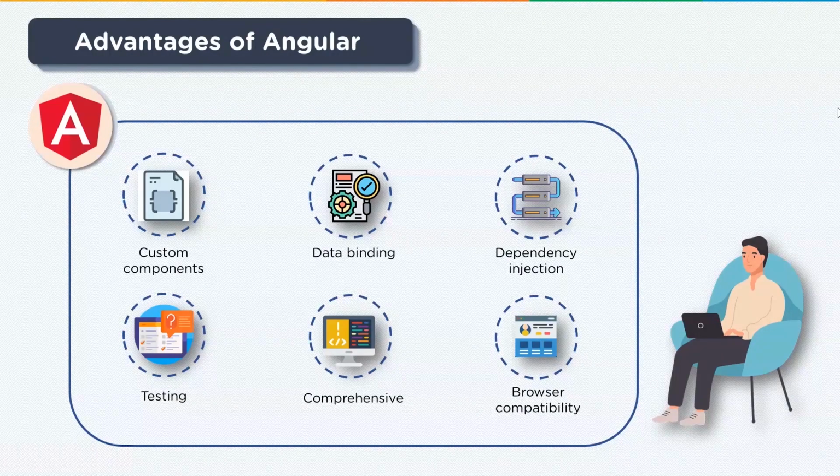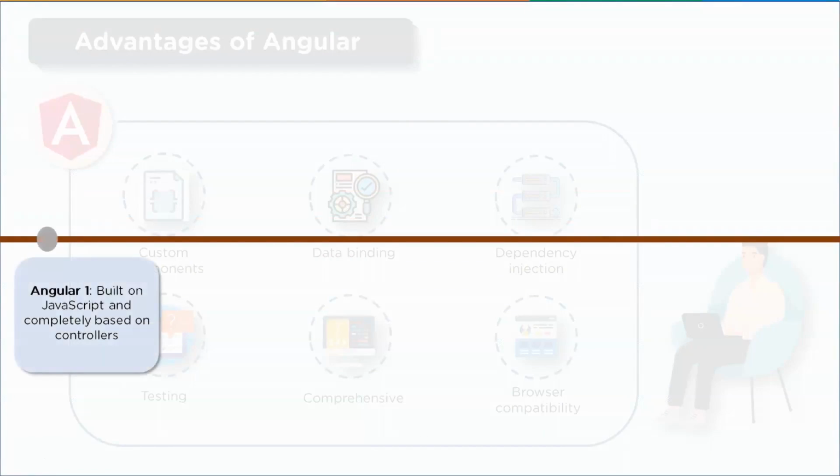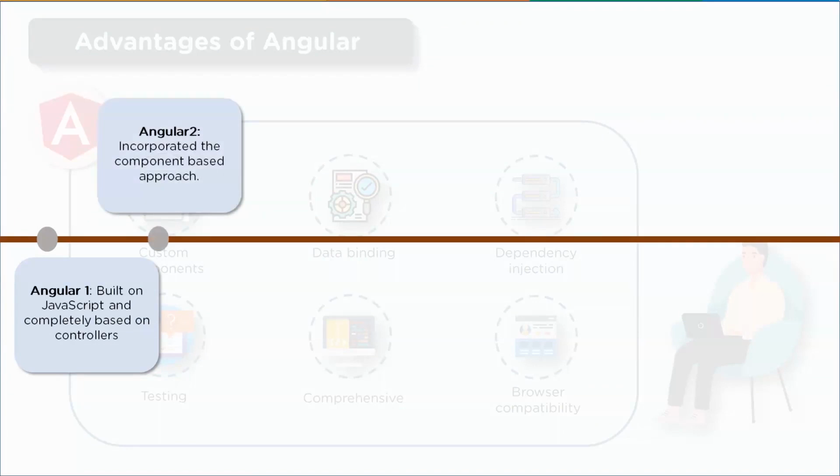All of these versions have added to the efficient working of the framework. Now, here are the different versions released. First up was Angular 1. It was built on JavaScript and completely based on controllers. Next release was Angular 2. Now, this incorporated the component-based approach, wherein the entire UI was divided into several components and lastly integrated to give the final logic.